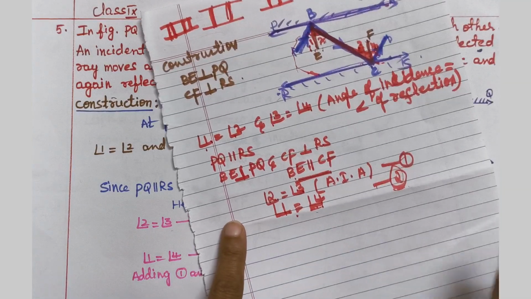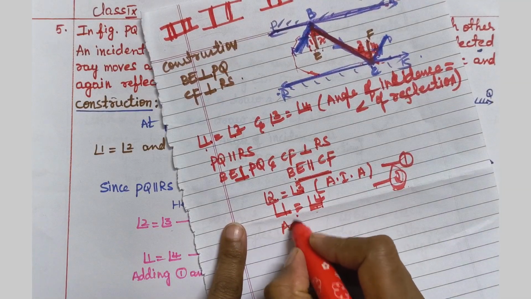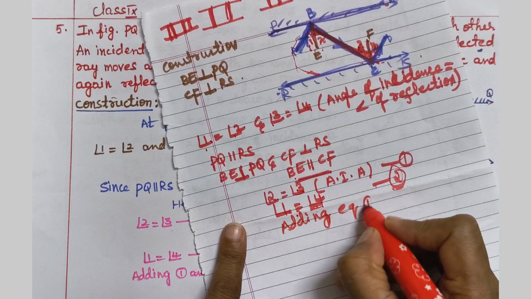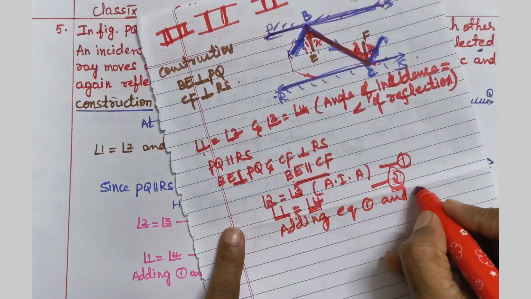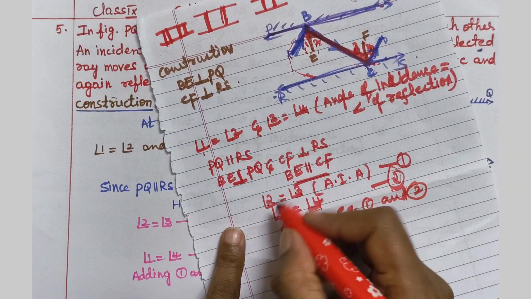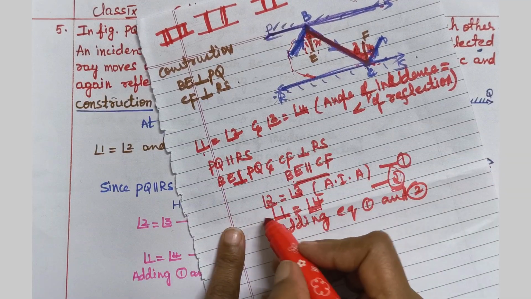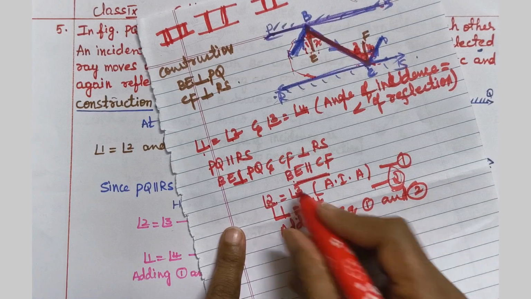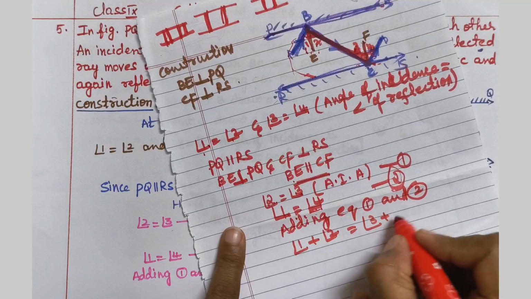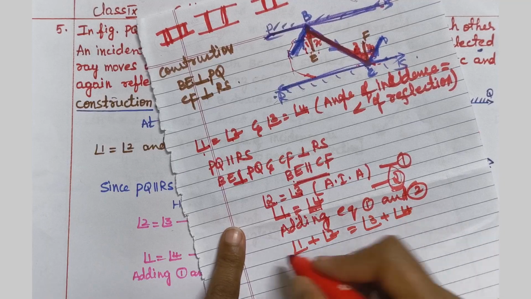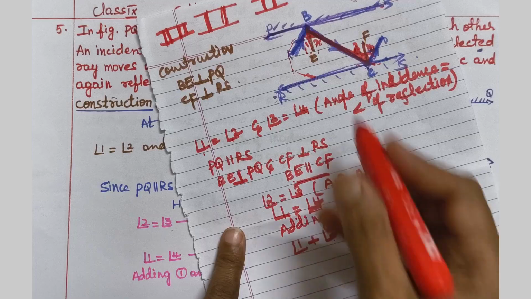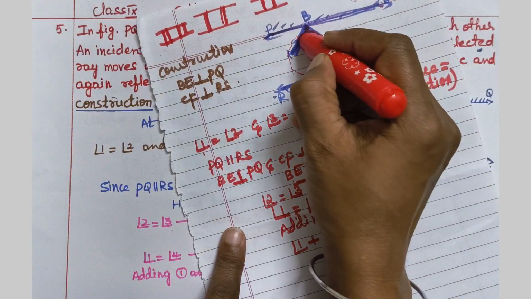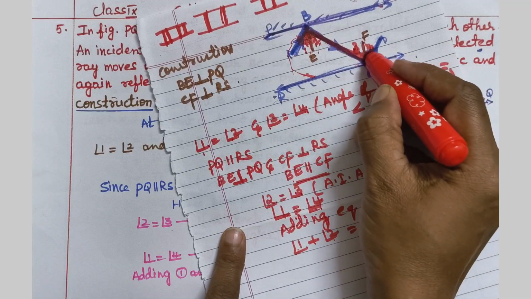Now you are adding the first equation and the second equation. Try to understand. Adding equations 1 and 2 means you add the left-hand sides and you add the right-hand sides. So now we take angle 1 plus angle 2 on the left, and on the right side angle 3 plus angle 4. Okay. 1 plus 2 means which angle? This full angle, ear to ear. 3 plus 4 means this full angle.